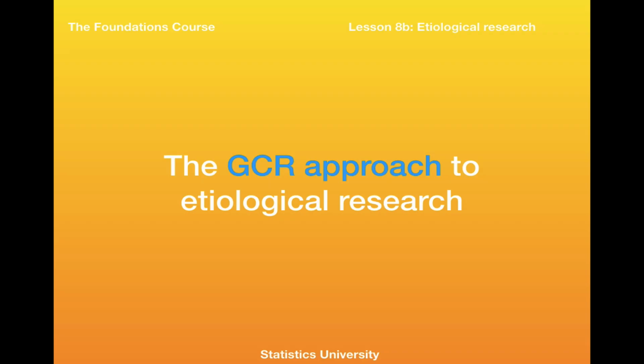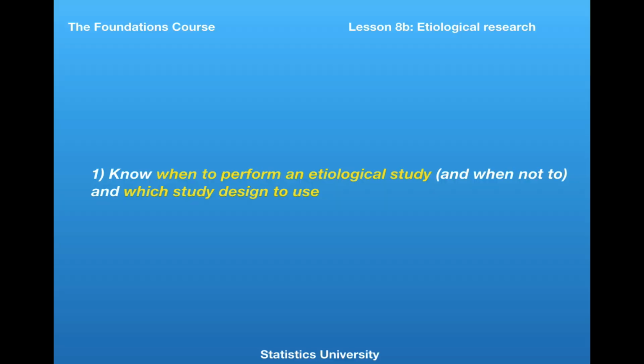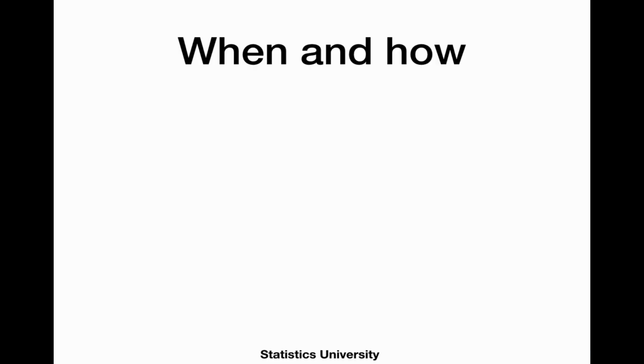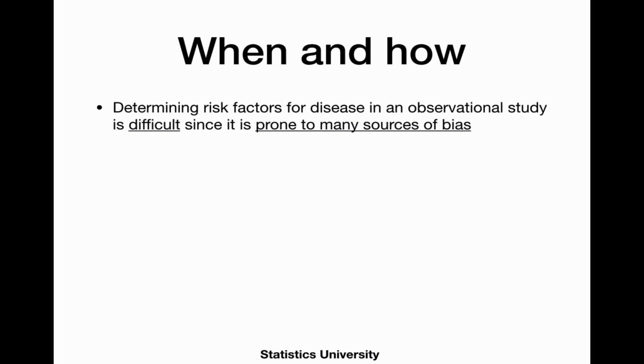Okay, now that we have seen what the traditional approach to etiological research is, let's look at the GCR approach, in which I will give you advice on how to do things a little bit better. The first point is to know when to perform an etiological study and when not to, and which study design to use. So the point here being that determining risk factors for disease in an observational study is difficult, since it is prone to many sources of bias.